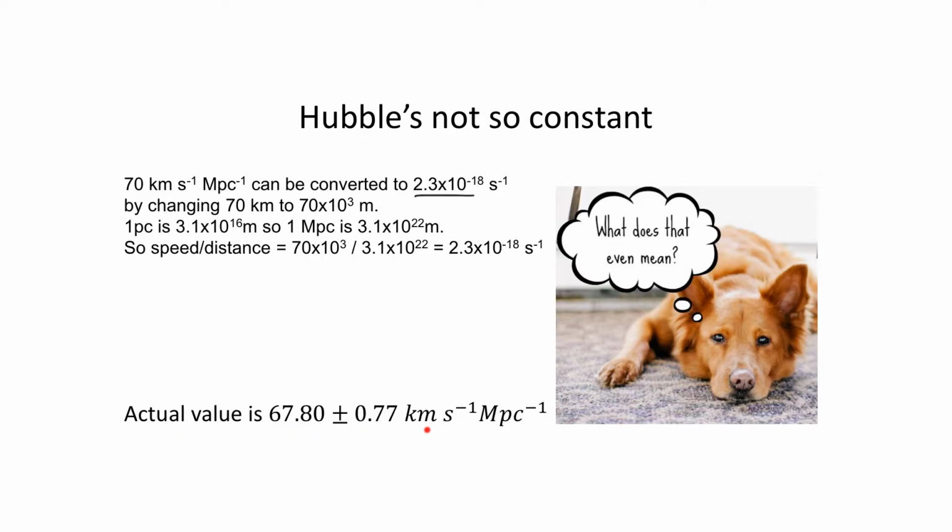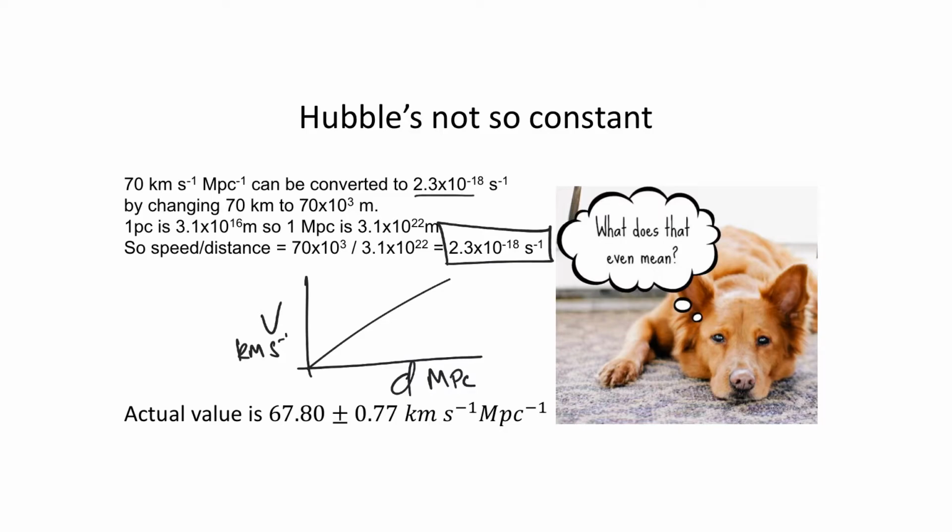Now, the actual value isn't 70 kilometres per second per megaparsec. The actual value is roughly 68, which is taken from the gradient where the units are kilometres per second and the distance is measured in megaparsecs. So there's two ways of talking about Hubble's constant. One is per second and one is per kilometre per megaparsec, or kilometre per second per megaparsec.